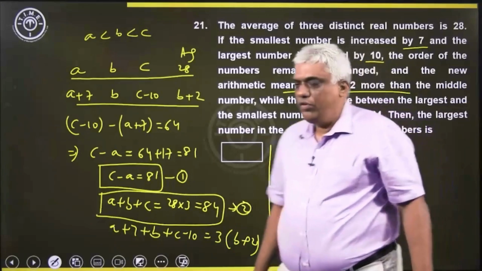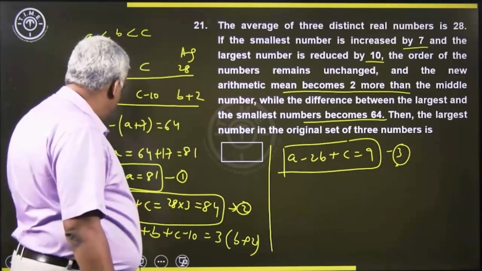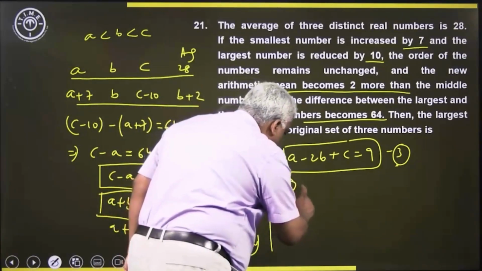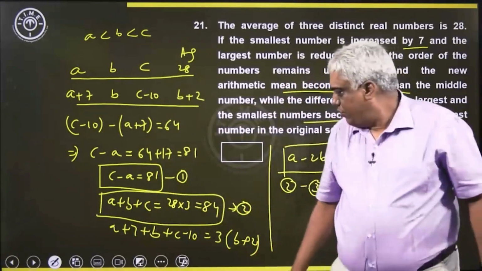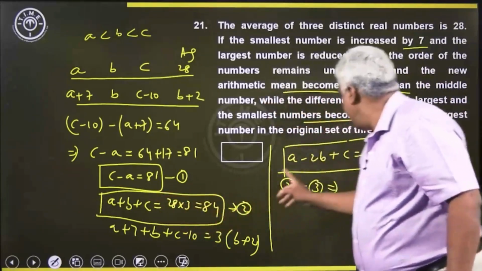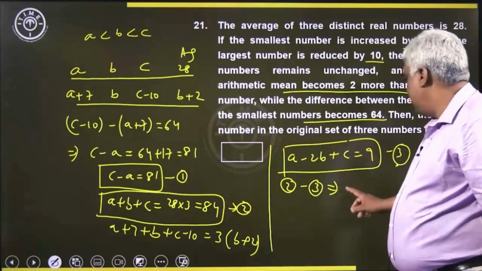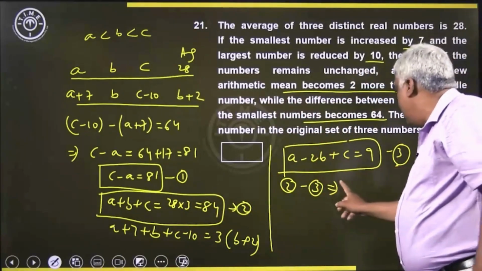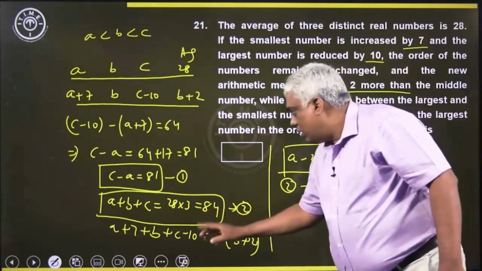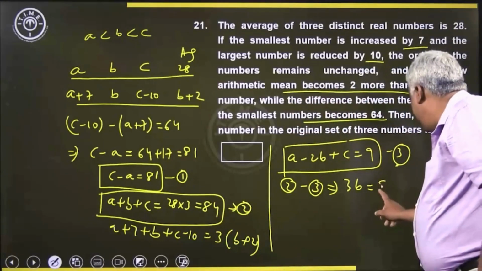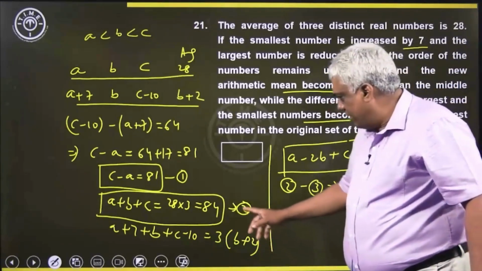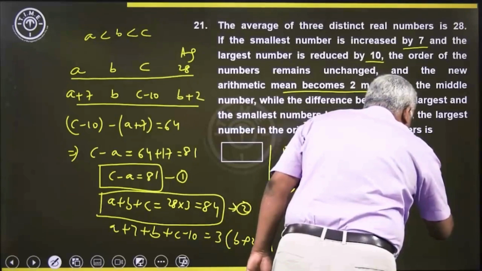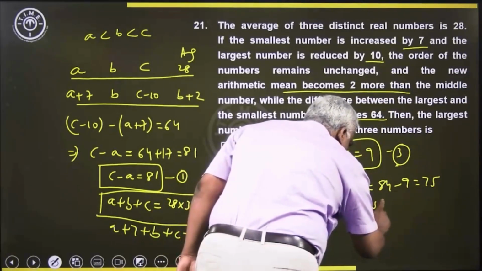Now, we have to get the value of C. If we do 2 minus 3, the A and C will get cancelled, and we get B minus, or rather 2B, it will become 3B. 3B will be equal to 84 minus 9. 84 minus 9 will be 75. So we get B equals 25.